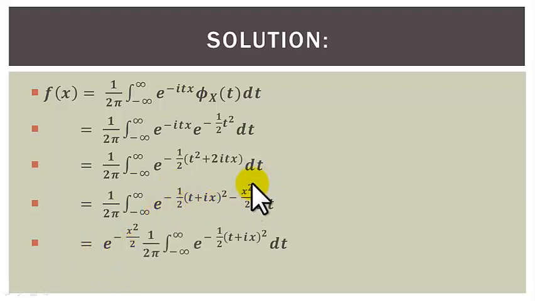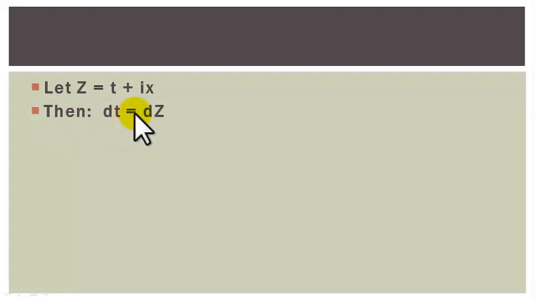Exponent minus x squared over 2 can be brought outside the integral sign, then times 1 over 2 pi, integral minus infinity to infinity, exponent minus half into t plus ix all squared with respect to t. To evaluate this integral, we have to make a change of variable by setting t plus ix equal to another variable, say z. So let z equal t plus ix. Then dt is equal to dz.